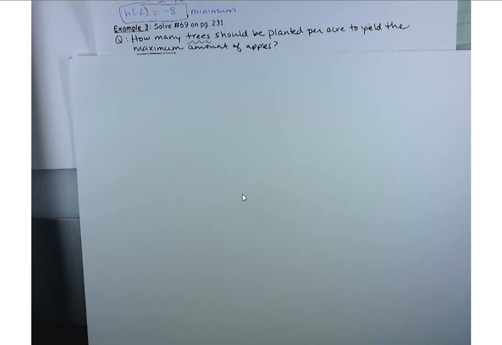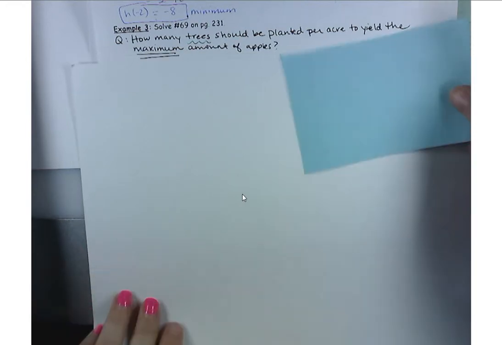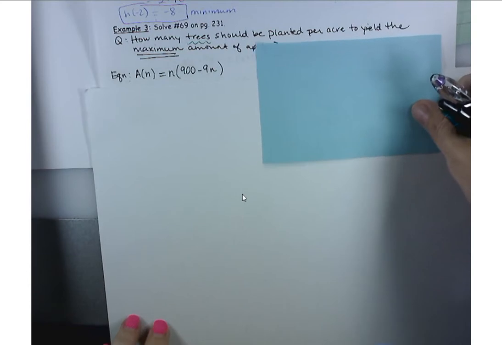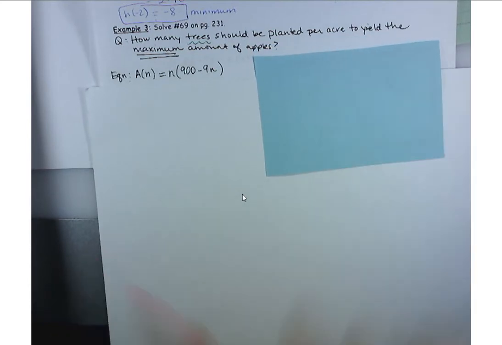Okay, so let's analyze that equation that they give you. Some of you wrote that down and didn't write the question down. It's important to understand what they're asking you too. So this is your equation: A of n equals n times 900 minus 9n. Well, we don't know what we have to solve for if we don't know what those variables mean.